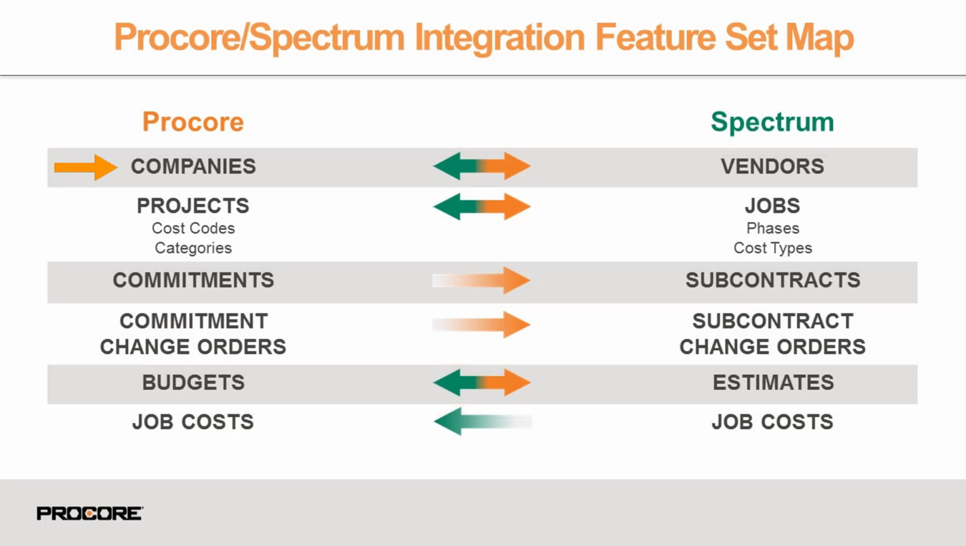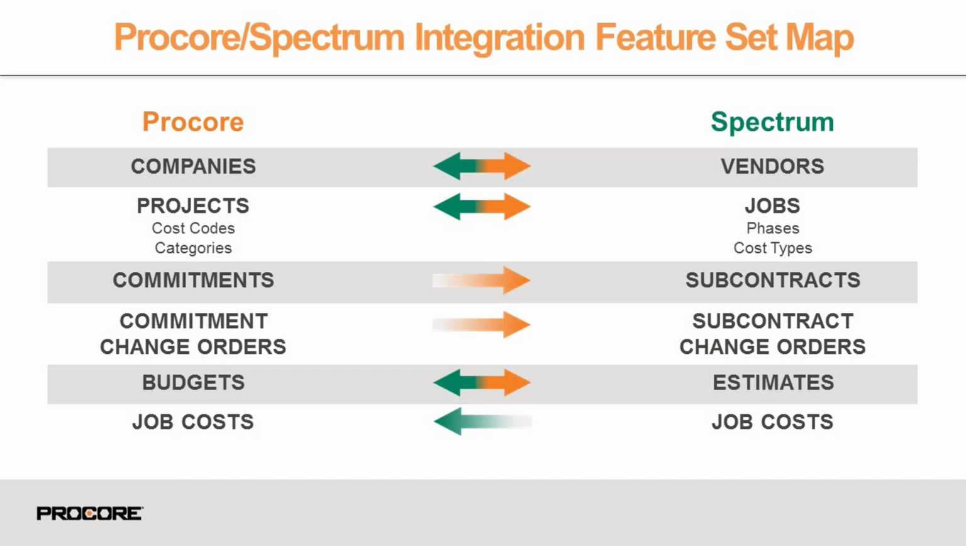Starting at the top, if you're adding a new company to your Procore company directory that is also a vendor that needs to be tracked in Spectrum, you can easily export the company information from Procore to Spectrum to create the vendor record there. And since this is an area where we see a bidirectional integration, when new vendors are created in Spectrum, they can also be easily imported into the Procore company directory.